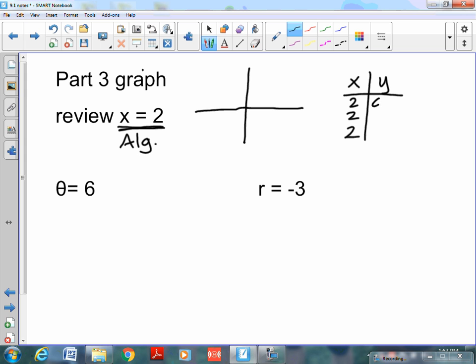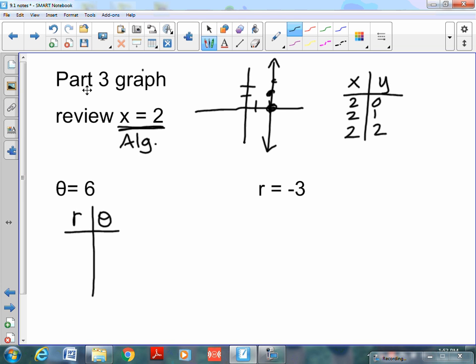Can't y be 0, 1, and 2? 2, 0, 2, 1, 2, 2. What happens when you connect the dots? What does it make? A vertical line, right? What happens when you have a y? Doesn't it make a horizontal line, right? Same concept when you do polar graphs. You're going to have an r and you're going to have a theta because that's how ordered pairs work, just like x's and y's work.